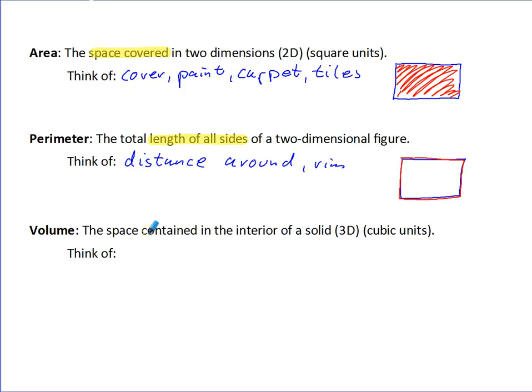Volume is the space contained in the interior of a solid object. Now we're talking about a 3D object, and that's why we're using cubic units. I want you to think of filling something up, like, for example, the liquid in a cup or something like that.